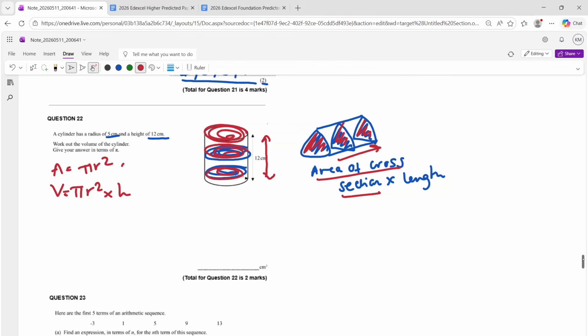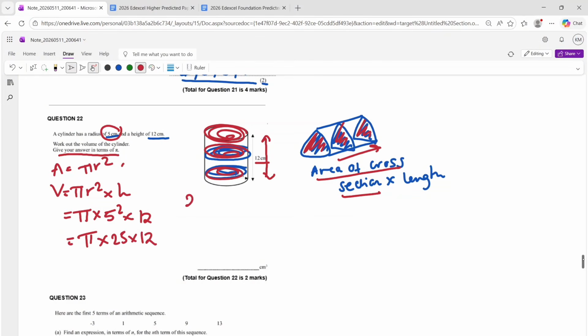In this example, it's height. So pi r squared times height. And it says give your answer in terms of pi. So I'm going to do pi times, and it tells me my radius is 5. 5 squared times my height, which is 12. So I'm going to do pi times 25 times 12.